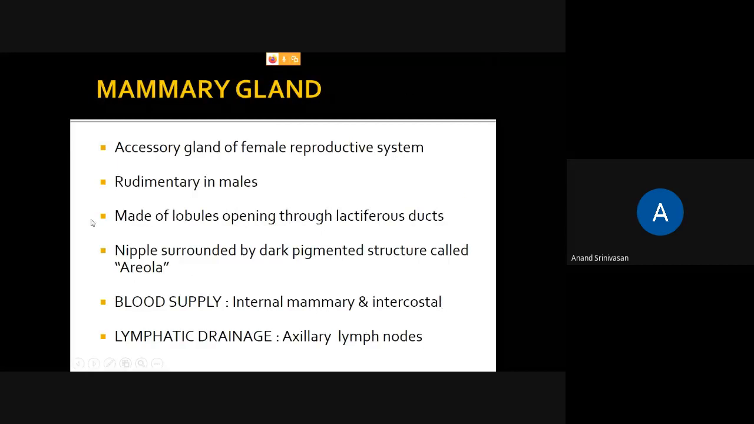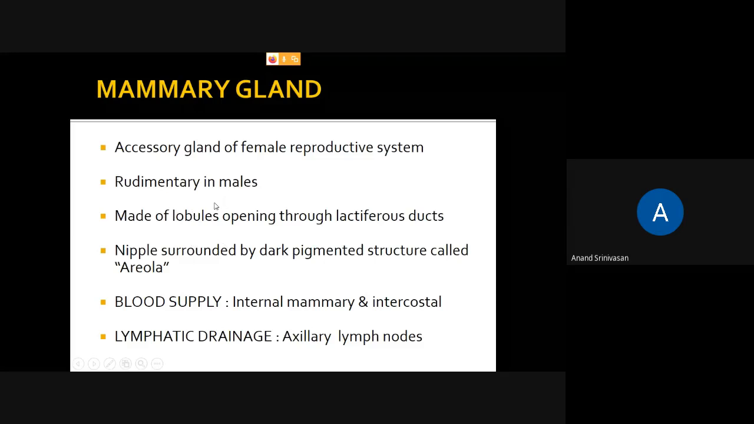The mammary gland is an accessory gland of the female reproductive system. It is also present in males, but it is rudimentary, that is, not developed. Okay, the mammary gland has got many lobules, and these lobules are the ones which produce milk. After pregnancy, because of certain hormones, they will be producing it.